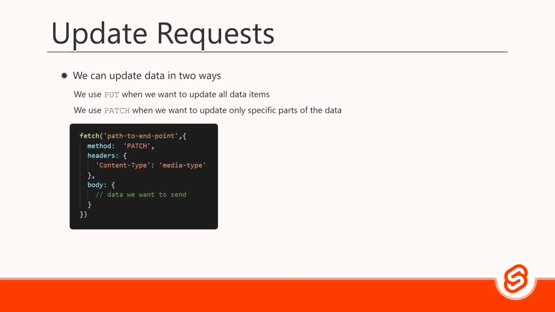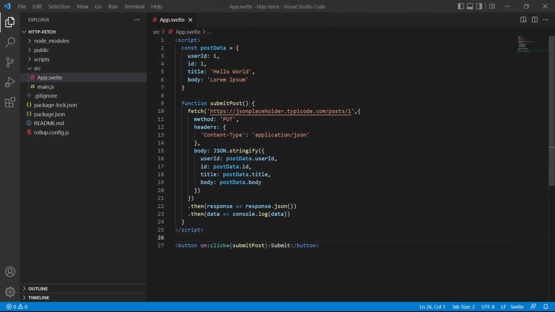If we only want to update one or a few pieces of data in an entry, we can use patch as the request method. For example, if we only want to update the title of the blog post. For our demonstration, we'll patch the title of the first blog post.